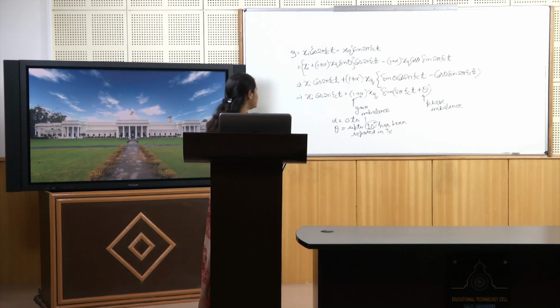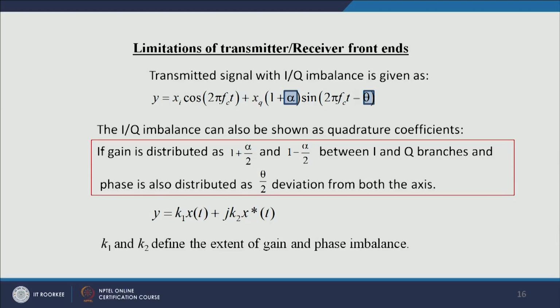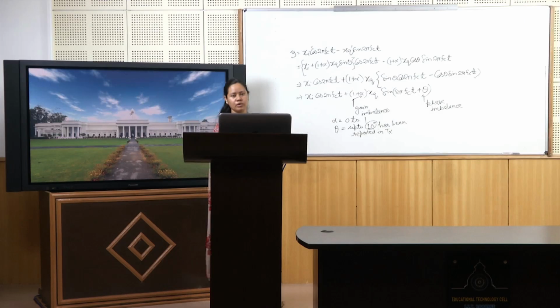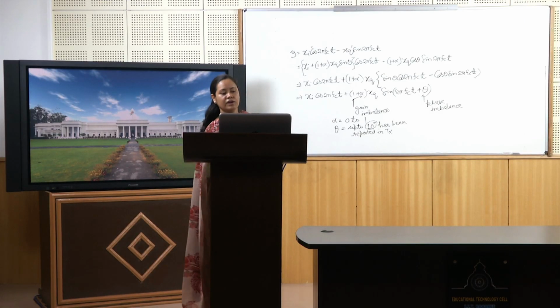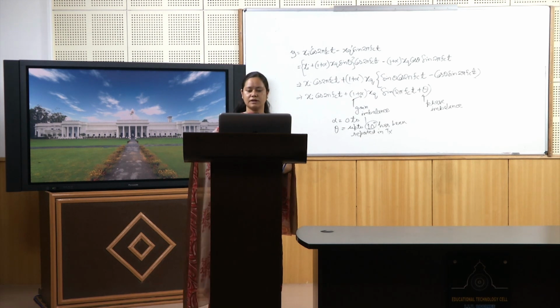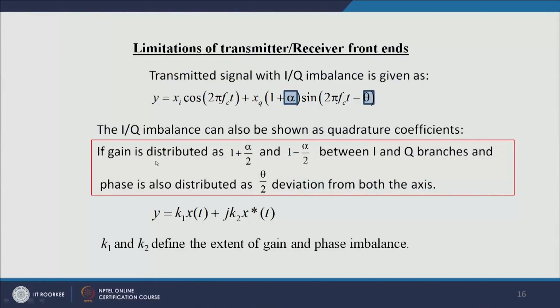So, this was the expression when we are talking in terms of phase and gain in the polar format. But if we want to talk in terms of the quadrature coefficient, then normally when we do this analysis, it is assumed that the gain is distributed as 1 plus alpha by 2 and 1 minus alpha by 2 between the I and Q branches.